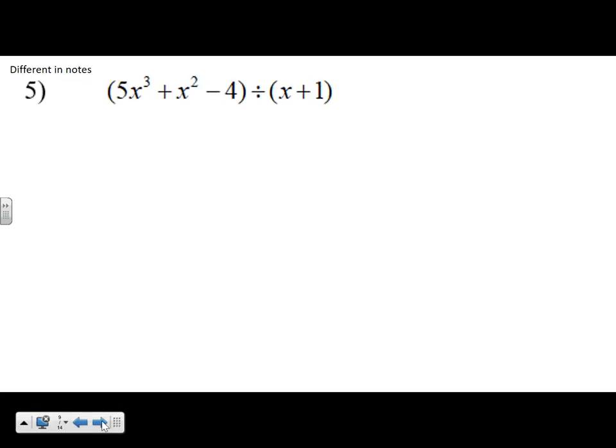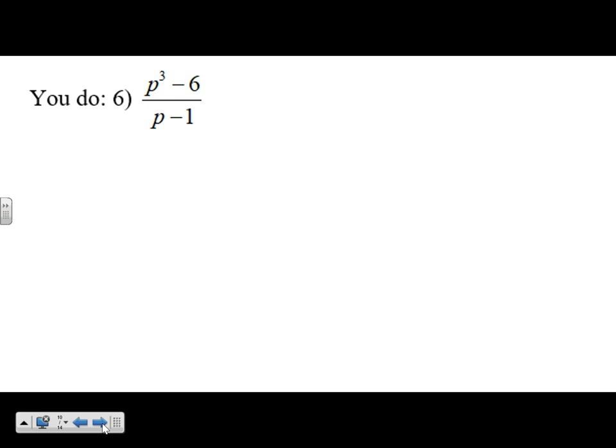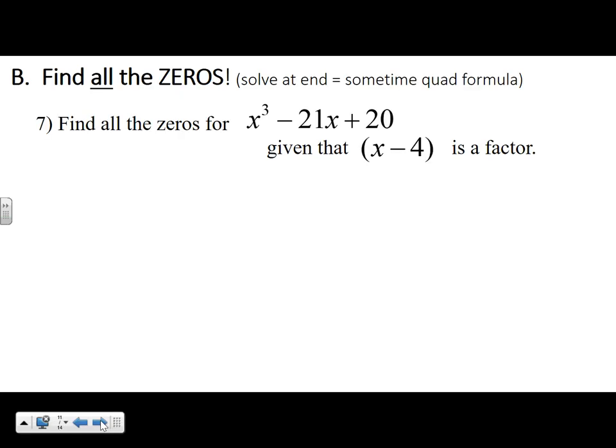So the next thing we'll see is problems like this that say find all the zeros, or they say find all the factors, and they give you what they're looking for. So they say find all the zeros of this polynomial, and then they'll give you one of the factors. So they'll give you either a factor or a 0. Now again, the biggest thing is it's the same thing we've been doing. Don't think that it's any different.